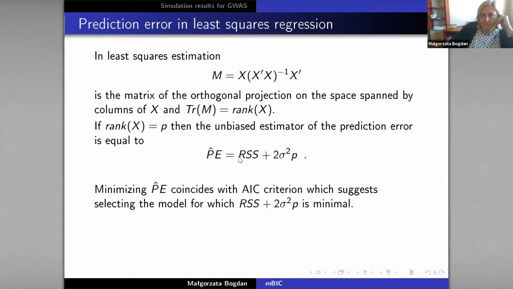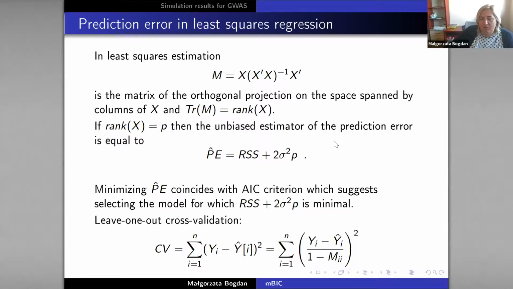It turns out that this criterion, minimizing prediction error, coincides with a very famous criterion used in statistics, called the Akaike information criterion. So in this specific situation, they agree. The Akaike criterion would also recommend selecting a model for which the residual sum of squares plus 2 times sigma square p is minimal.